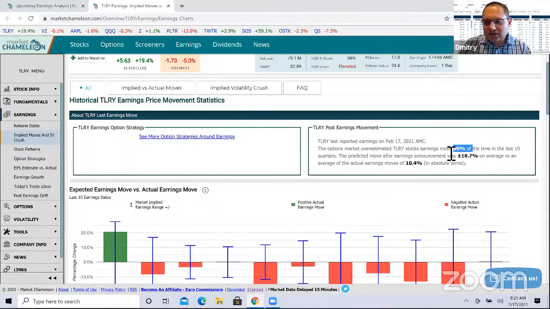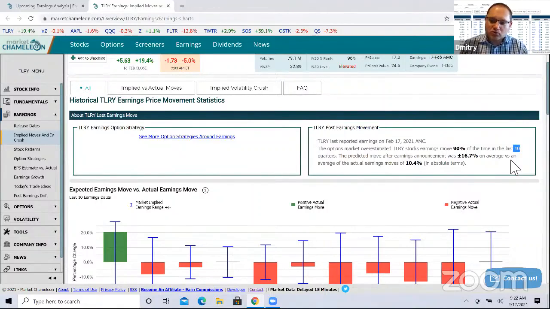So 90 out of the last 12 quarters, 90% of the straddles overestimated the move. I'm sorry, this is last 10 quarters. I guess we don't have a full 12 quarters in TLRY here. Not sure how long, TLRY might not have even been public for that long yet. So out of the last 10 quarters, 90% of the straddles overestimated the move.